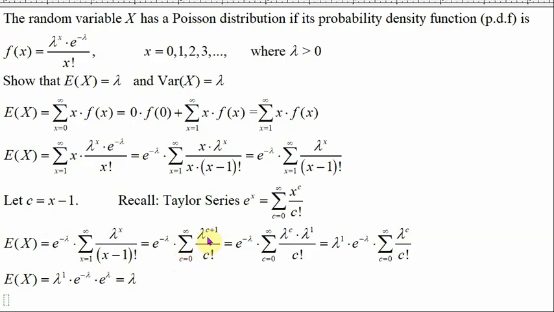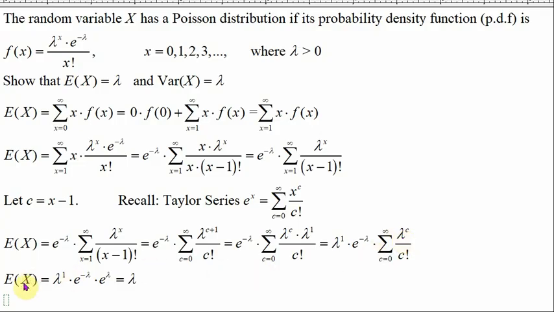Lambda to the c plus 1 is the same as lambda to the c times lambda to the first. And then we can move lambda to the first to the front and place it in front of the summation sign here. e to the x is the infinite sum of x to the c divided by c factorial. And so the infinite sum of lambda to the c divided by c factorial, this right here, is e to the lambda. This is e to the x, and so this is e to the lambda.